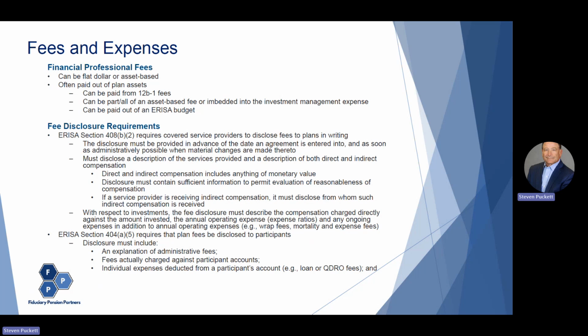The 404A5 is the participant fee disclosure. So the 408B2 goes to the plan sponsor, and again, that discloses all of the service provider financial professionals' fees. The 404A5 is the disclosure that goes to the participants. In that disclosure, you need an explanation of all administrative fees, any fees that are charged against participants' accounts, and any individual elected fees that the participant could pay for elective services. That would be like loans, hardships, or qualified domestic relations orders.